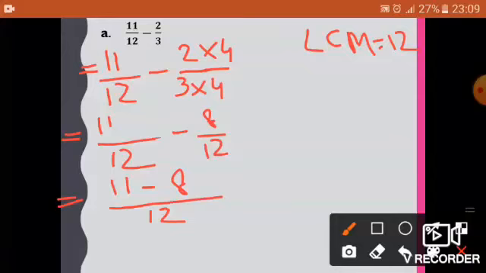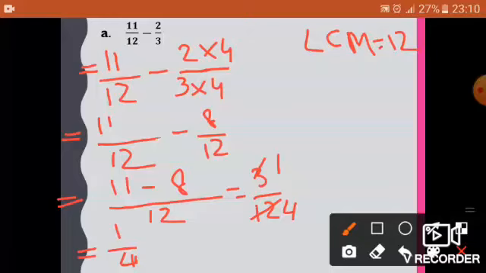So 11 minus 8, what is 11 minus 8? Yes, it's 3 upon 12. Your question was that you have to subtract the fractions and write your answer in lowest term. So see, is this in the lowest term? Of course not, because 12 is divisible by 3. So that means we are going to cancel this 12 with 3. 3 times 1 is 3 and 3 times 4 is 12. So what is your answer? 1/4, or you can say 1 upon 4.